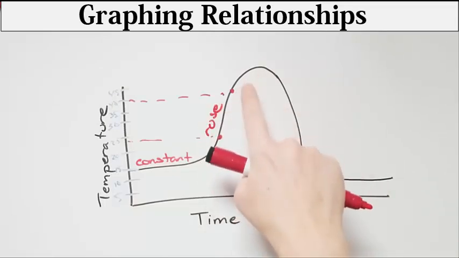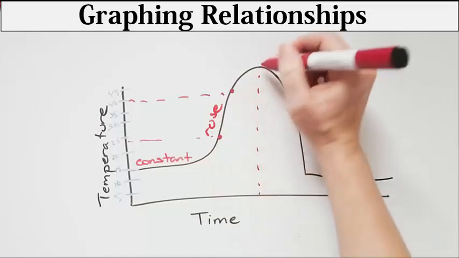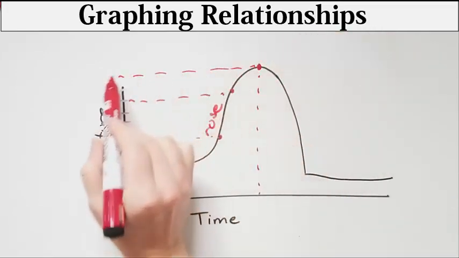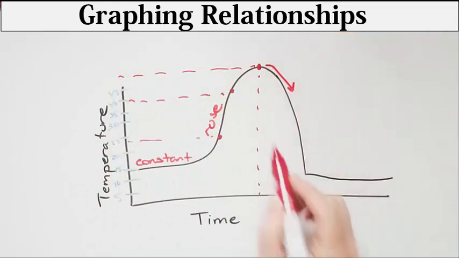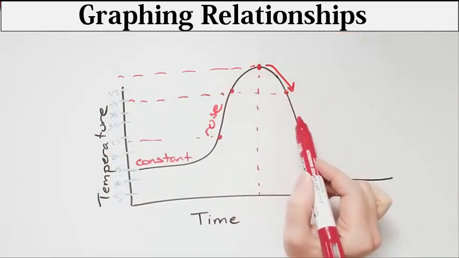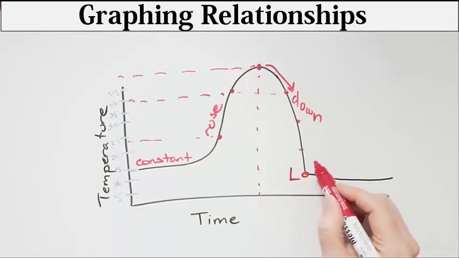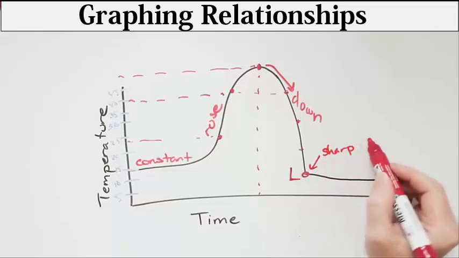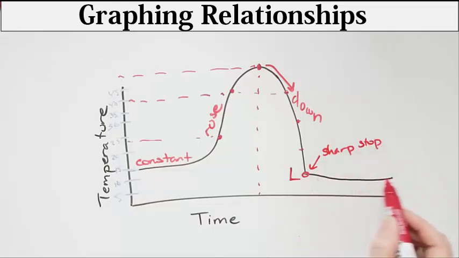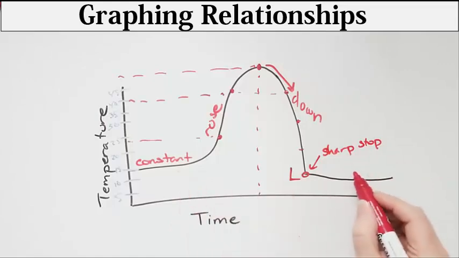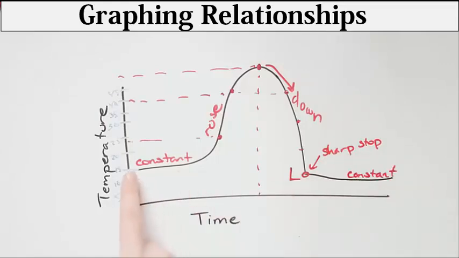And then something happened. What happened right here? At this time, it was still rising, but then what happened? It looks like my temperature started going down, and then right here, it immediately stopped. It dropped sharply. So this was a sharp stop. And then we had a very straight line. A straight line, as we know from over here, was constant. So if I had to read this, my temperature was constant for a while. It rose steadily, and then my temperature went down to a sharp stop, and then it was constant the entire time.